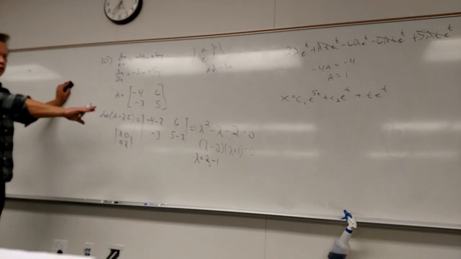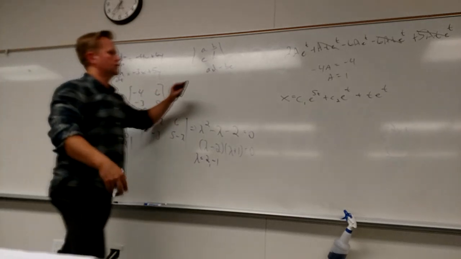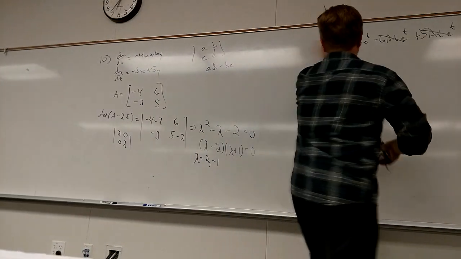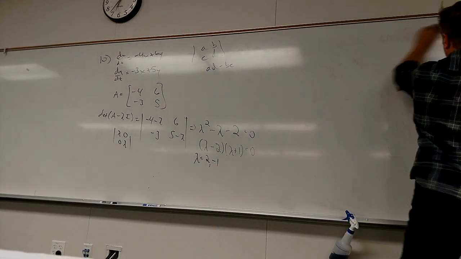So now I look at each one separately. If I say lambda is 2, what does that A minus lambda I look like now?